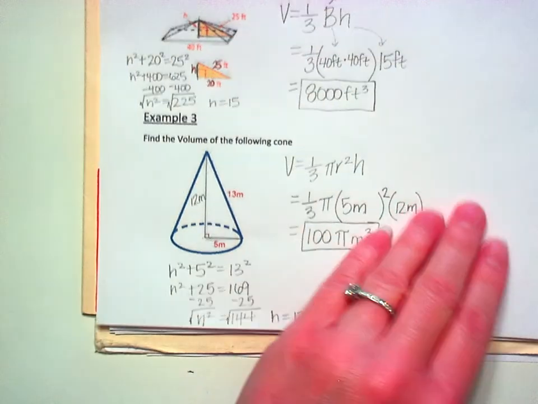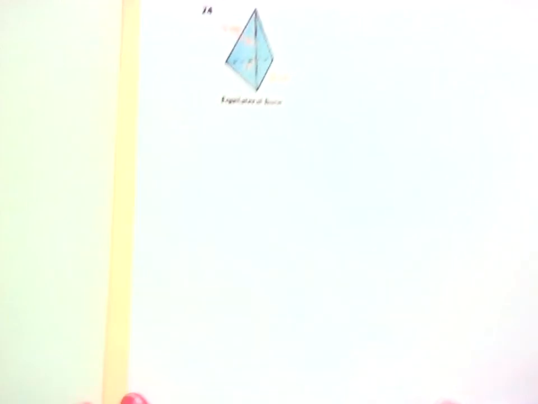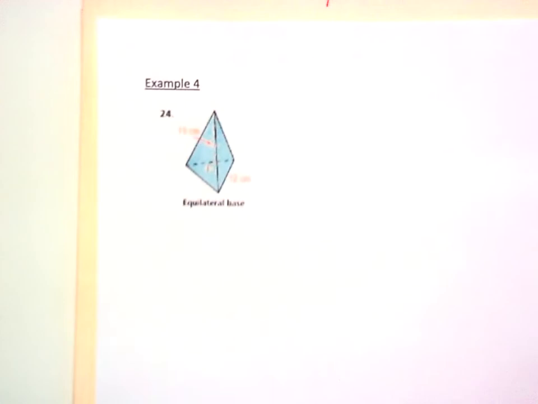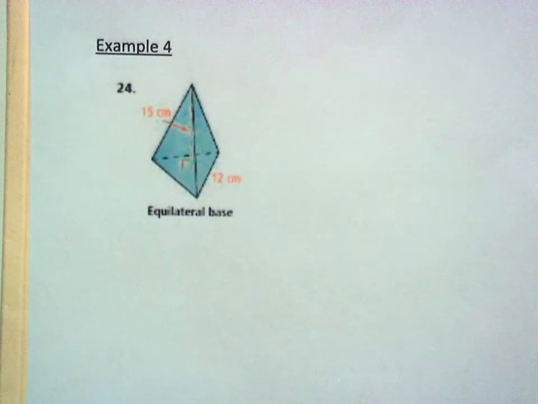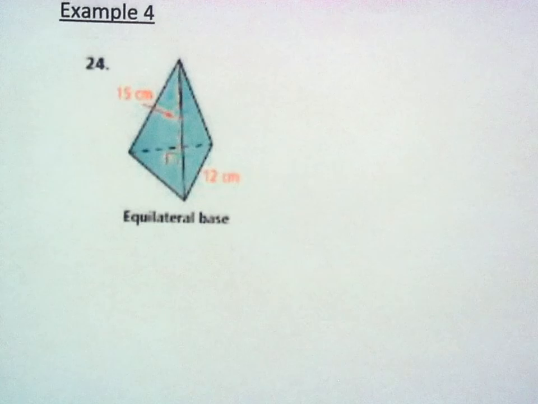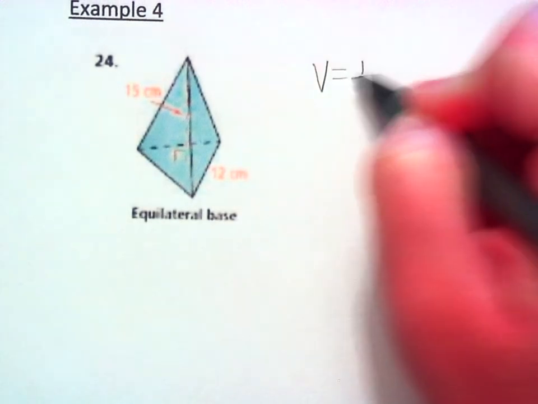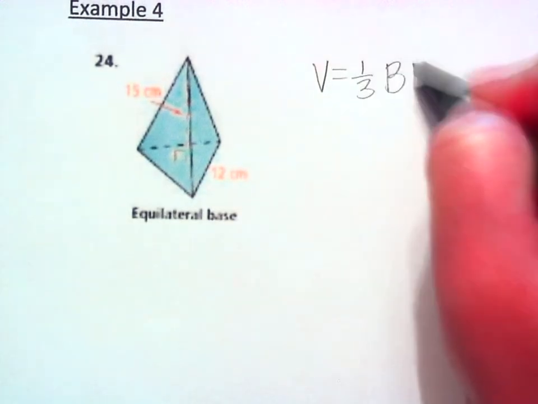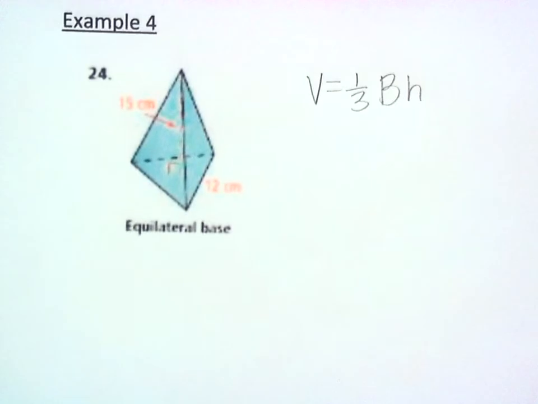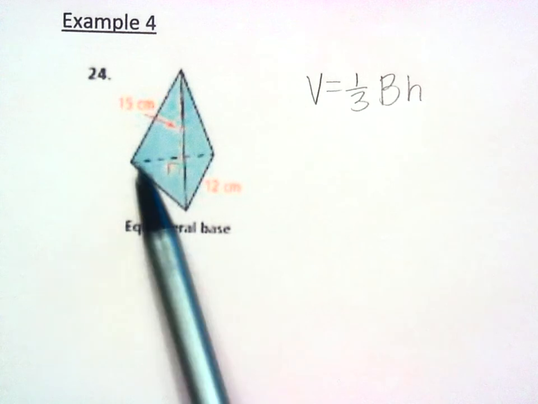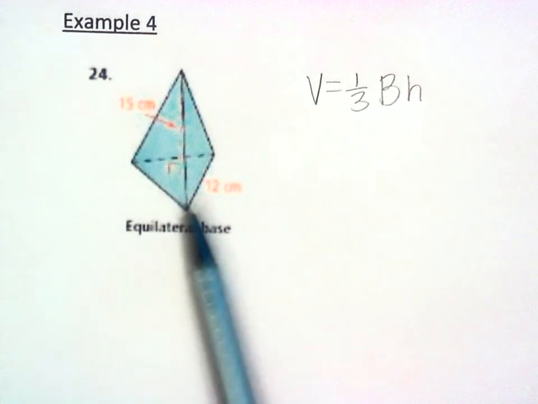Let's flip over to the back. We have one more. Oops, mine's on another sheet. Okay, so this last one is the most difficult one, but we can do it. So this is a pyramid. So volume is 1/3 BH. Our base is a triangle this time. The base of our pyramid is a triangle.